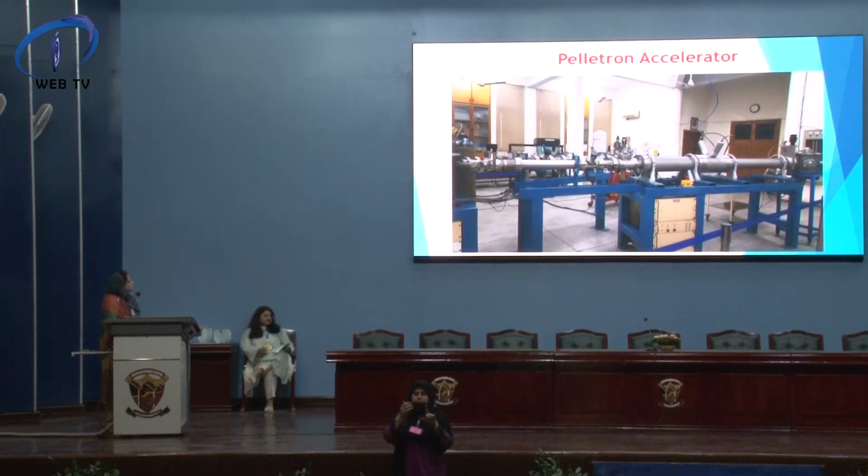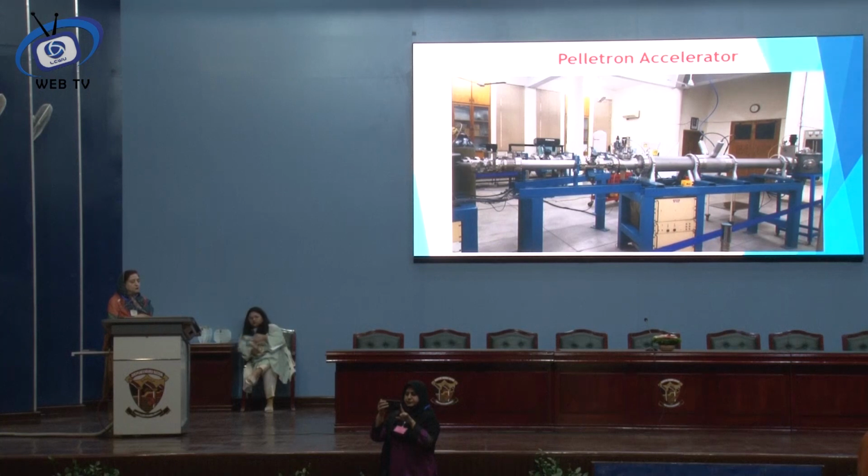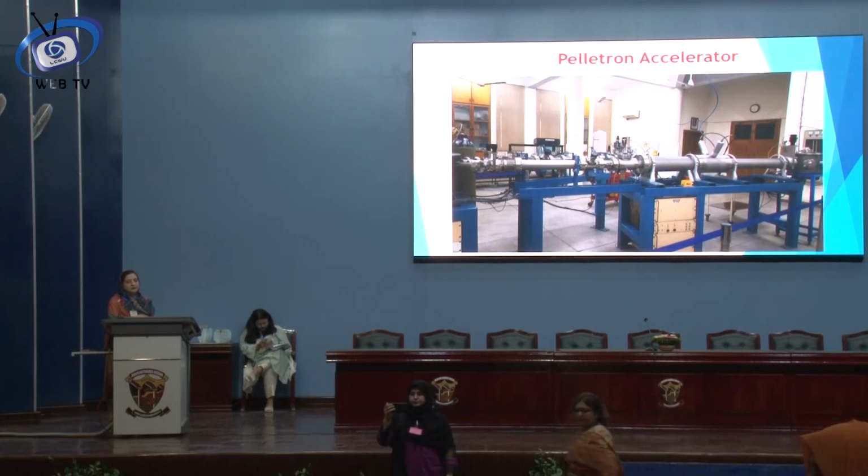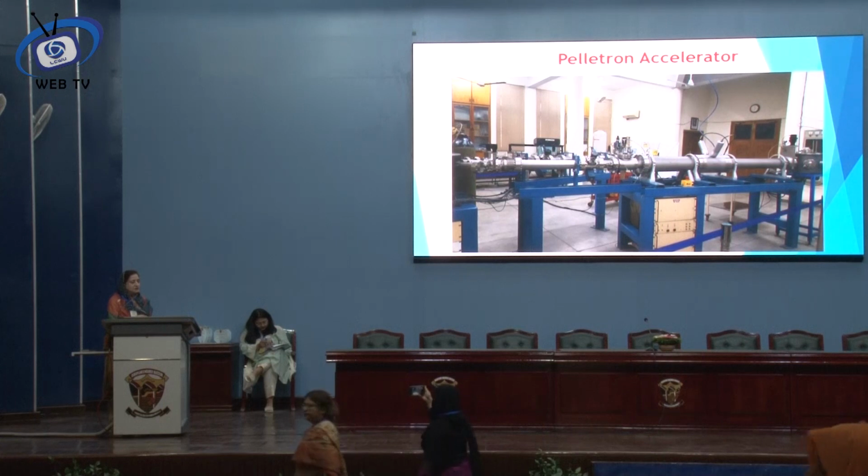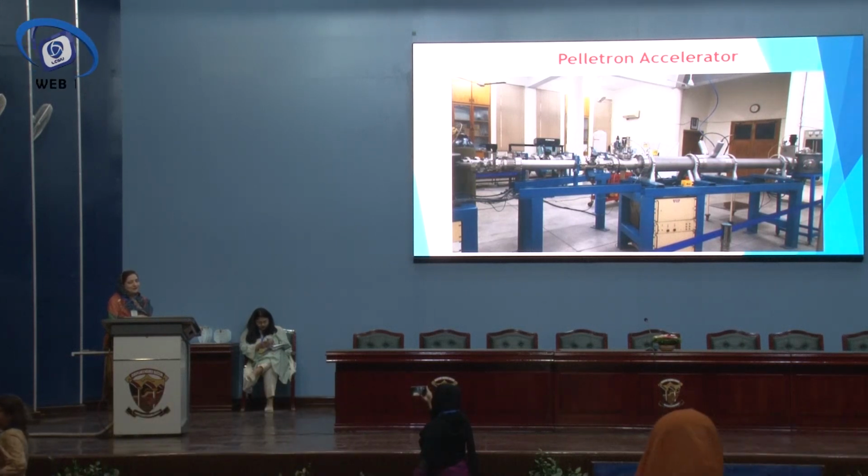In 2009, again, Professor Faizanul Haq submitted the project to Higher Education Commission of Pakistan and second accelerator, which is called the Pelletron accelerator with energy of 12 MeV, is again installed at Center for Advanced Studies in Physics with his efforts at COMSATS College University. So we have the honor that we have not only one accelerator but two accelerators at the same university.